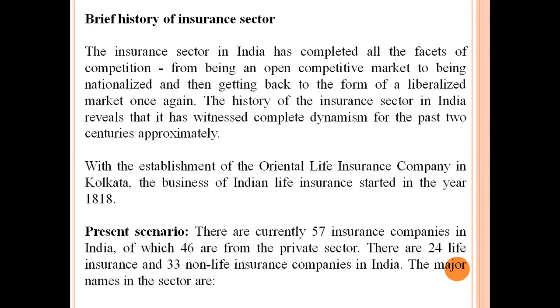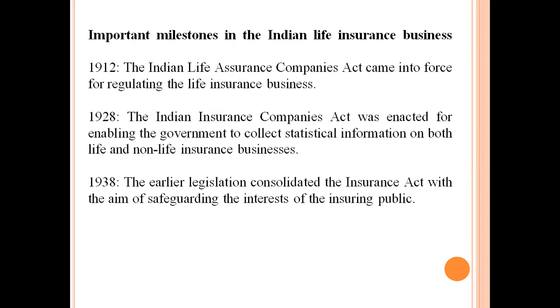There are currently 57 insurance companies in India. In that, 46 are from the private sector. In that, 24 come under life insurance and 33 are non-life insurance companies in India. The major names in the sector are LIC, HDFC, ICICI, Tata AIG. Coming to non-life, again ICICI, HDFC, SBI General Insurance, and four government insurance companies are also there.